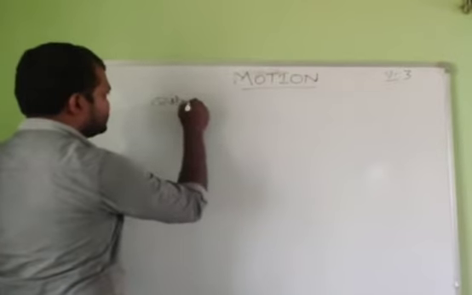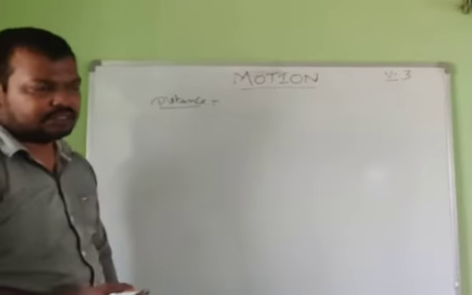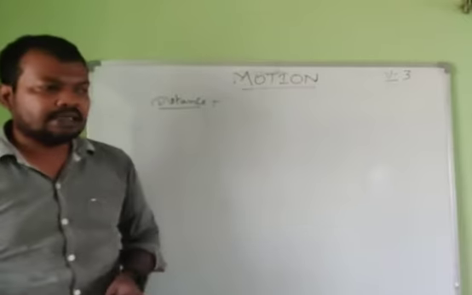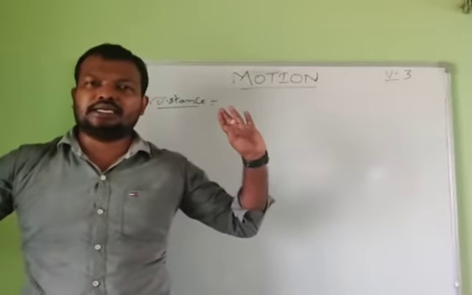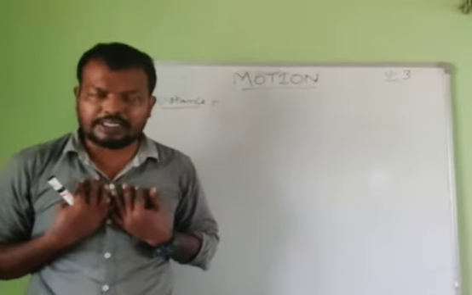What is a distance? Actually, how is this distance related to the motion? Let's see one example here. For example, right now I am standing here. I am not changing my position with respect to time. So I am at rest.